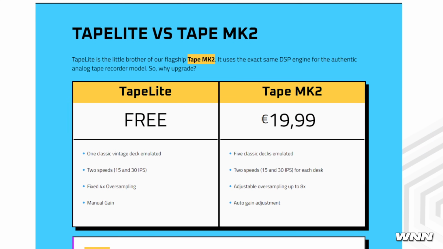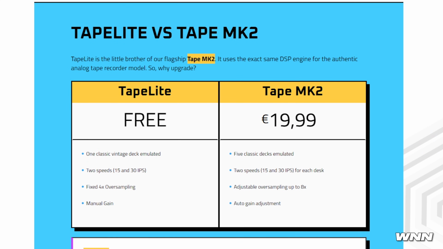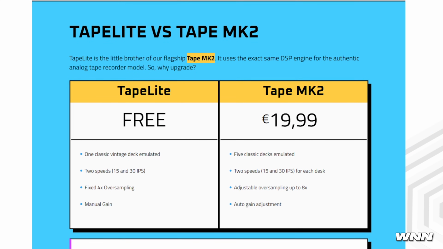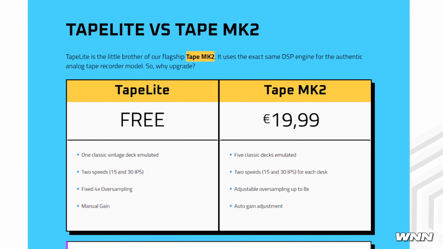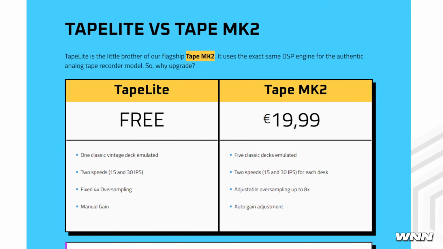The paid version is the Tape MK2. It uses the same thing, but it has 5 classic decks emulated instead of 1. There are 2 speeds for each deck, the oversampling goes up to 8x, and there's also an auto gain adjustment.